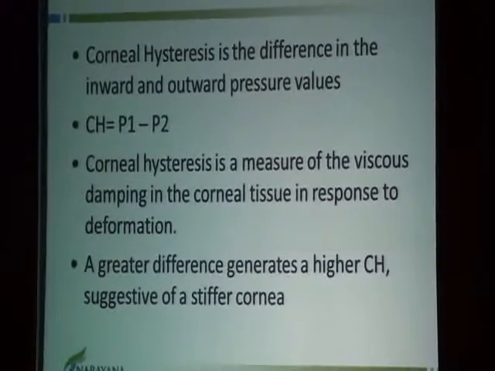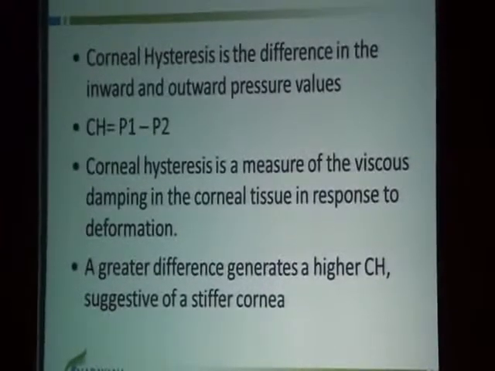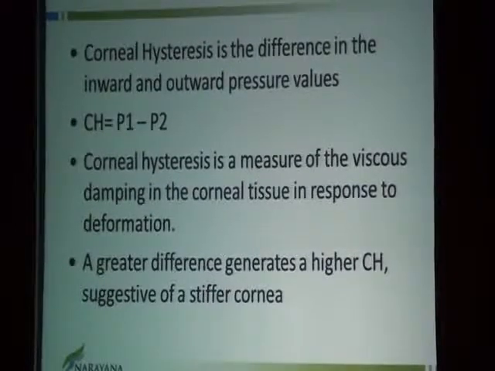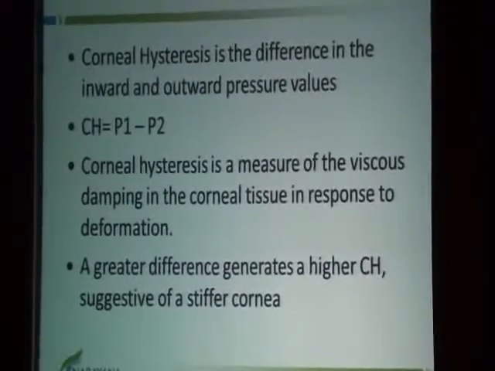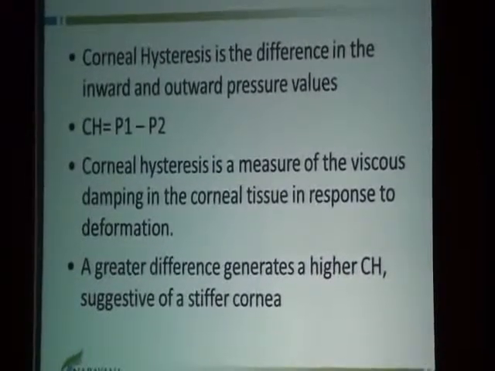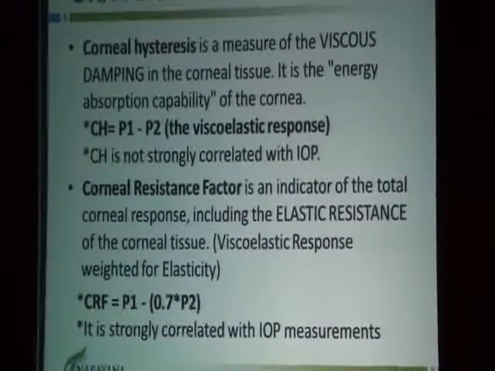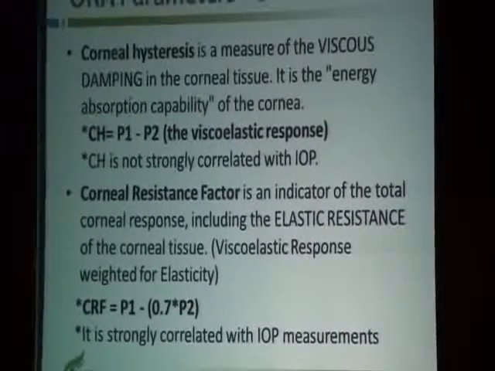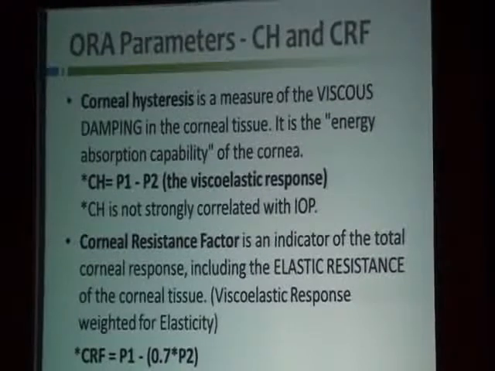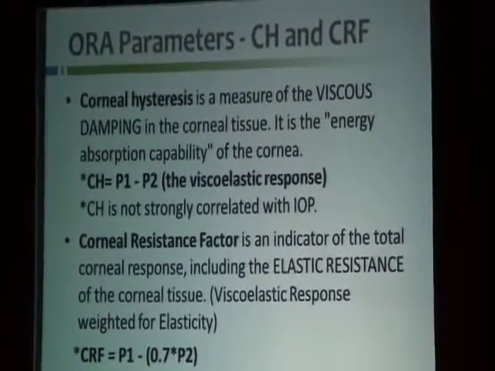So corneal hysteresis is the difference between the inward and outward pressure values, P1 minus P2, and this measures the viscous damping effect in the corneal tissue in response to deformation. Now, if there is a greater difference between the two, it is suggestive of a stiffer cornea. So, like I said, corneal hysteresis measures the viscous damping, or the energy absorption capability of the cornea. It measures the viscoelastic response. It is not very strongly correlated with intraocular pressure.